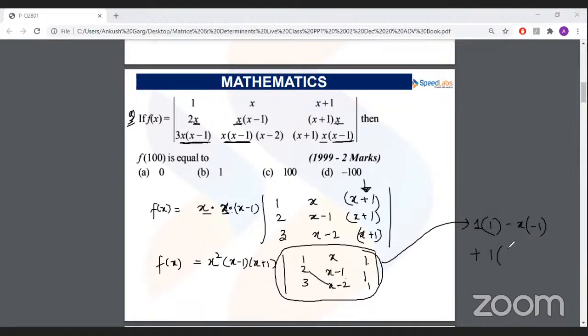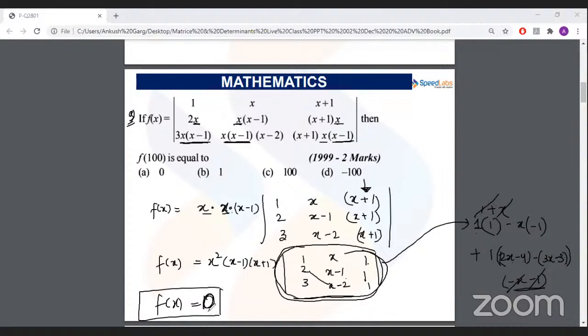2x minus 4, let me write it. And 2 into x minus 2, that will be 2x minus 4 minus 3x minus 3. So if you simplify it, it will be 2x minus 3x, that is minus x, and minus 4 plus 3, that will be minus 1. So this is becoming 1 plus x, and this is minus x minus 1. So can you see the value of determinant is coming equals to 0. So now value of this determinant is equals to 0. You can clearly see that f of x is also equal to 0. Okay, so irrespective of x, fx is always equals to 0. So f of 100 will be also equals to 0.